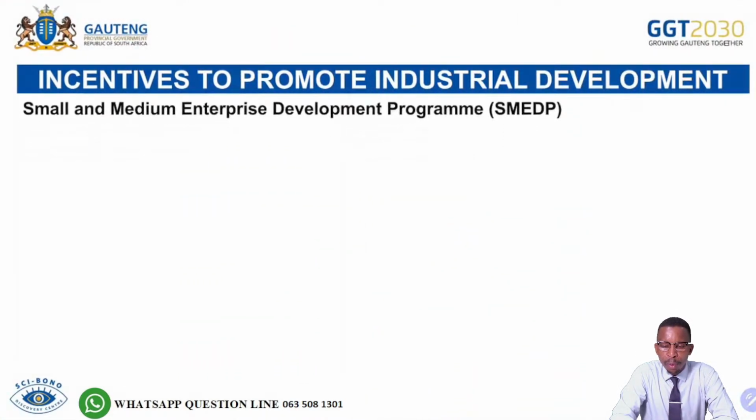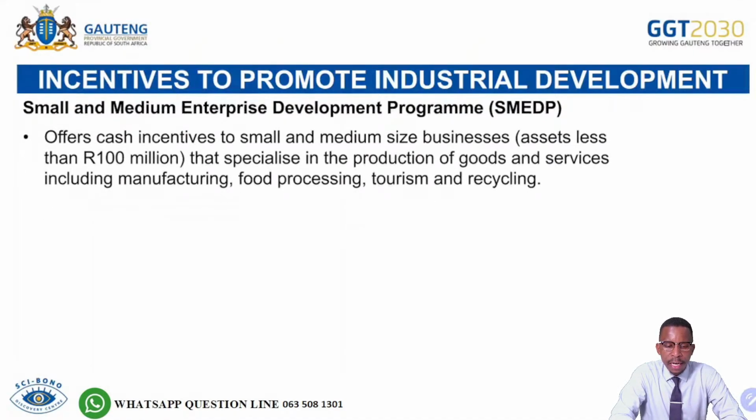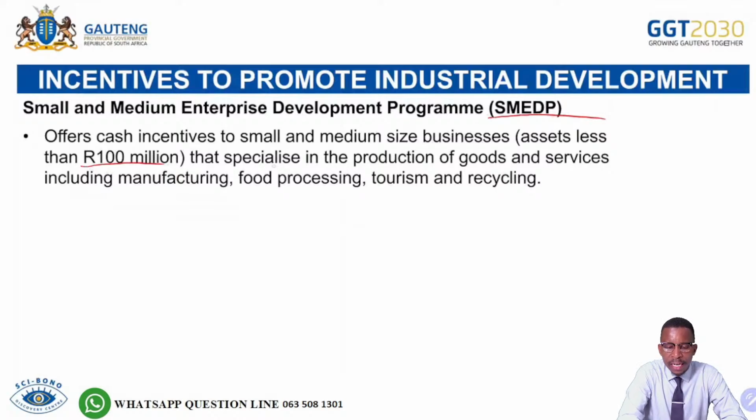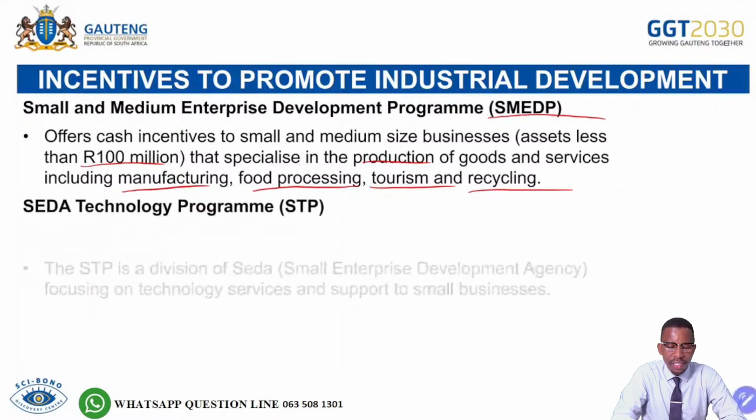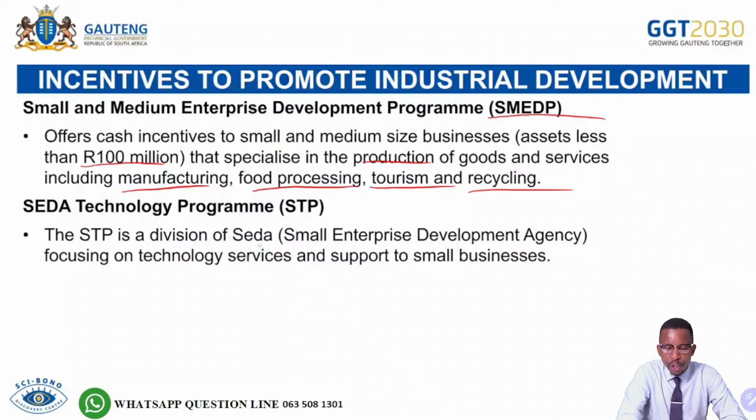So incentives to promote industrial development in South Africa include the following: the Small and Medium Enterprise Development Program, SMEDP, which offers cash incentive to small and medium-sized businesses with assets which are less than 100 million. That specializes in production of goods and services, including manufacturing, food processing, as well as tourism and recycling. And then the second one is SEDA Technology, which is STP. STP is a division of SEDA, Small Enterprise Development Agency, focusing on technology services and support to small businesses.